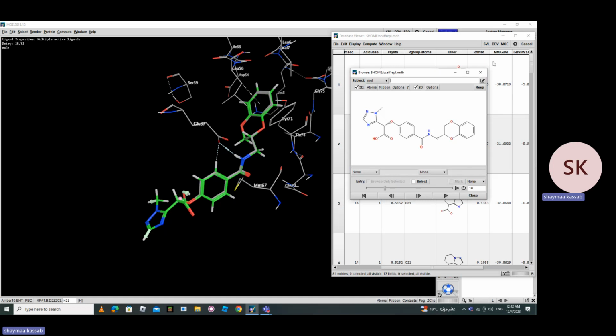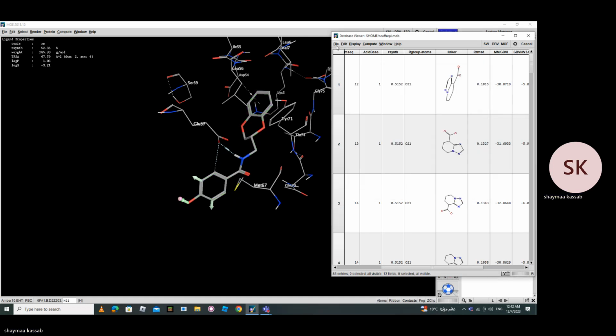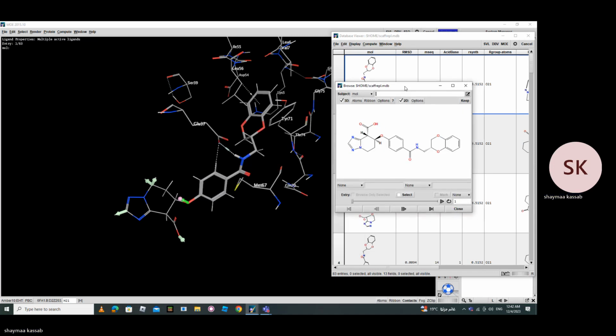Now we can browse after reordering. The first one will be of the highest synthetic score or synthetic accessibility.